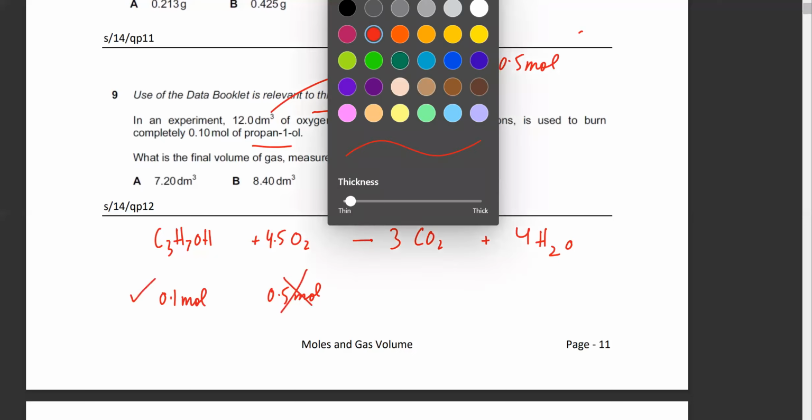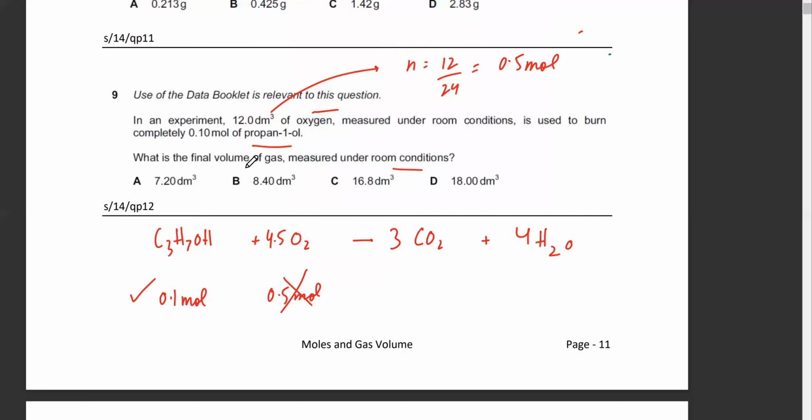So you can now use ratios. How many moles will react? 0.1 divided by 1 into 4.5, that will give you 0.45 moles. 0.1 divided by 1 into 3, that will give you 0.3 moles. And 0.1 divided by 1 into 4, that will give you 0.4 moles.